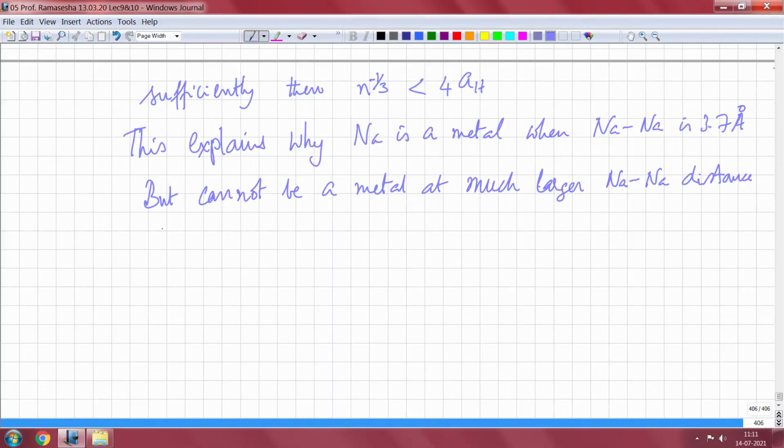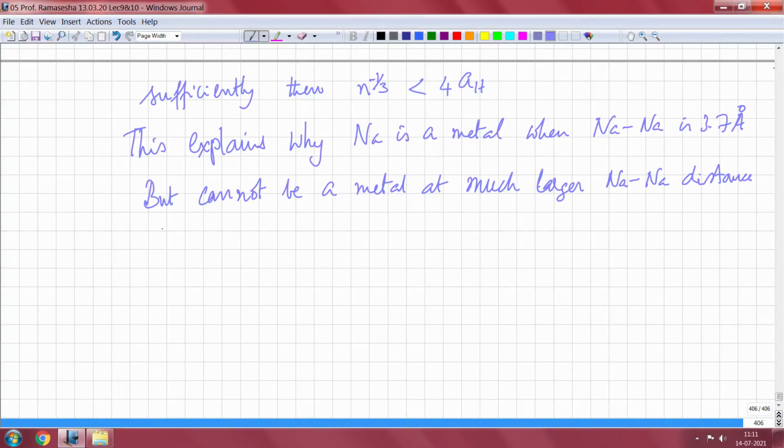So, it is exactly the same physics as in the hydrogen molecule case. That is the reason why I dealt with the hydrogen molecule case. So, you see that in this case the sodium is going to be a metal, because the density of the electrons is large enough that n to the minus 1/3 is less than 4 times the Bohr radius.